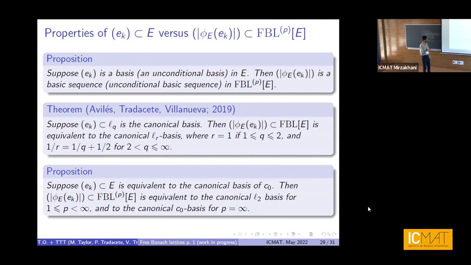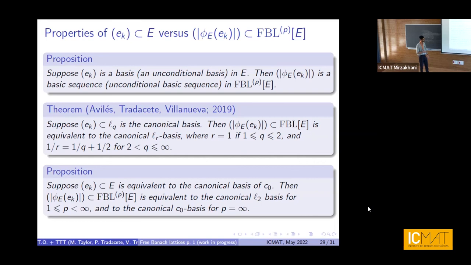So in particular, let's see what happens when q is equal to infinity, when e_k is a canonical basis in c_0. Then in the free Banach lattices, we will get a copy of the canonical c_0 basis. So it turns out that this statement with c_0 can be somewhat generalized. Or more specifically, let's say e_k is just some kind of a basic sequence in E equivalent to the canonical basis of c_0.